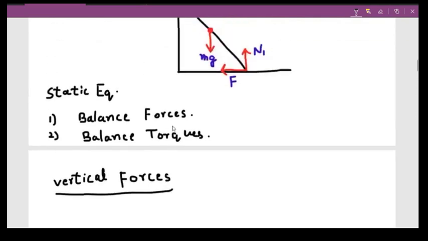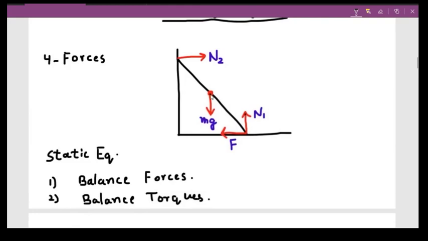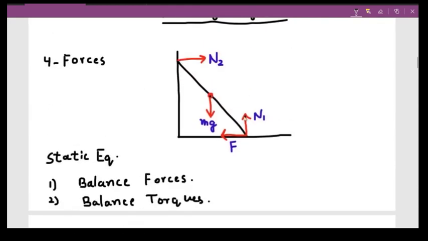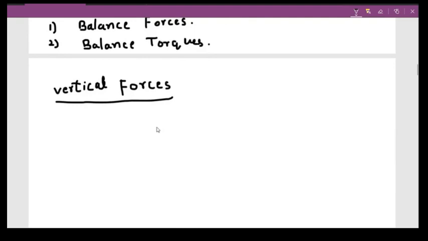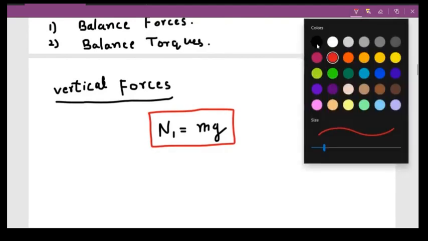Balance forces, balance torques. First we'll balance the vertical forces acting on the ladder. In this problem there are two vertical forces, N1 acting upwards and gravitational force mg acting downwards. They must be equal in magnitude, so N1 equals mg. We have balanced our vertical forces.